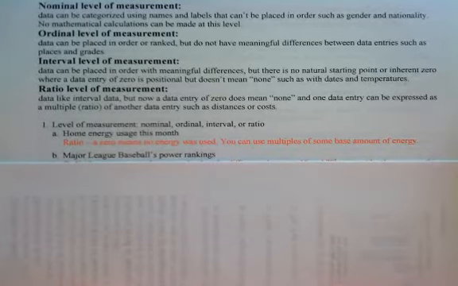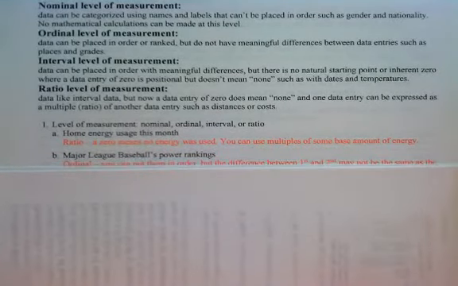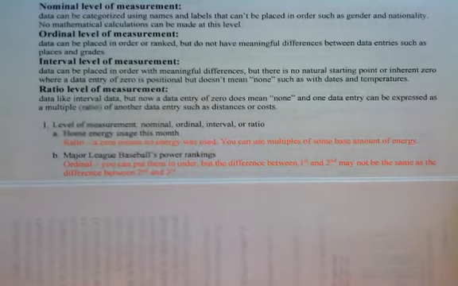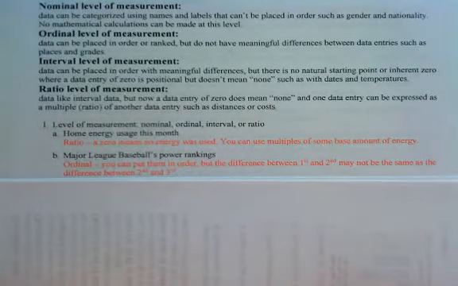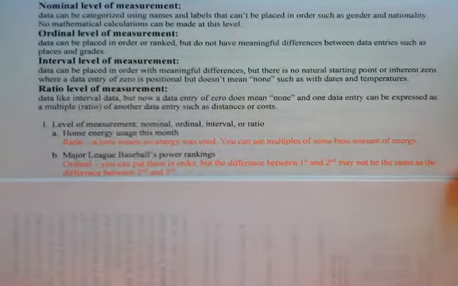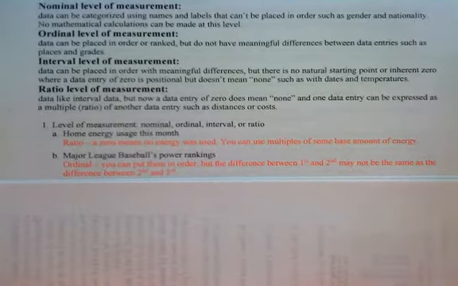Okay, Major League Baseball's power rankings. And of course, they do this all the time. You know, who do they think is the best team, the second best team, and third best team? They are ranked. Well, this is an ordinal. You can put them in order, but the difference between first and second may not be the same as the difference between second and third.